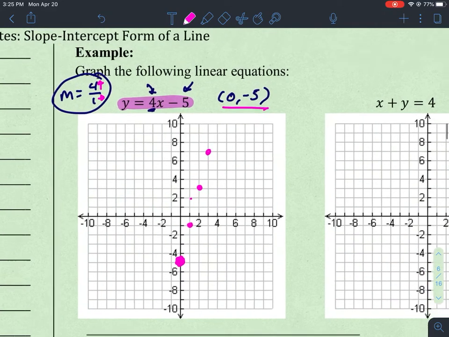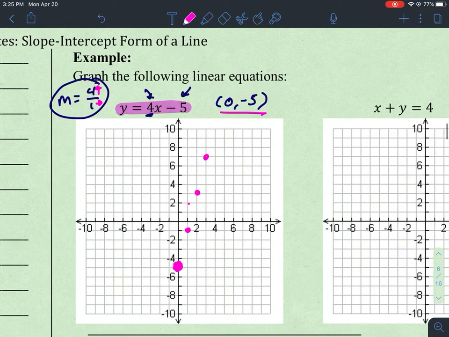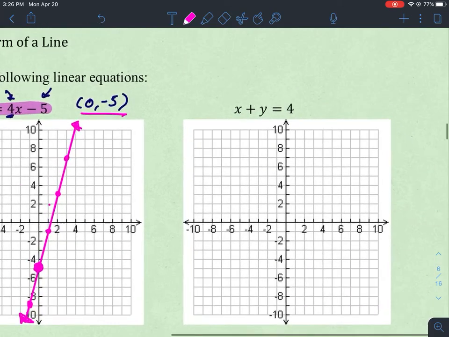If I run out of real estate, I can always turn it back around and go down 4 and left 1. 1, 2, 3, 4, and left 1. That's where my dots are all going to line up. So I can look at that, connect the dots, draw my arrows on the end.